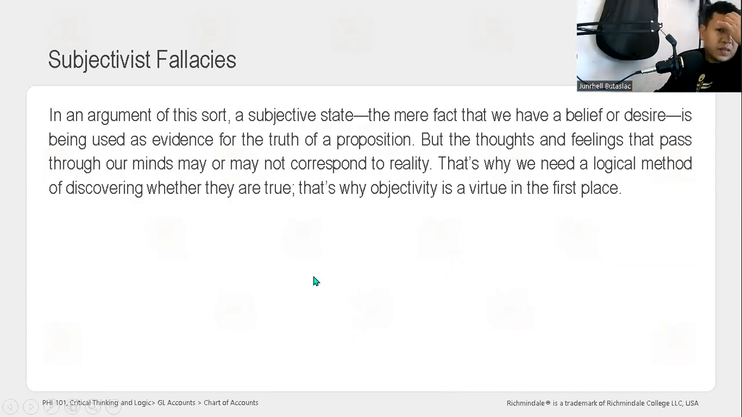So in an argument of this sort, a subjective state, the mere fact that we have a belief or desire, is being used as evidence for the truth of a proposition. But the thoughts and feelings that pass through our minds may or may not correspond to reality. That's why we need a logical method of discovering whether they are true. That's why objectivity is a virtue in the first place, right?